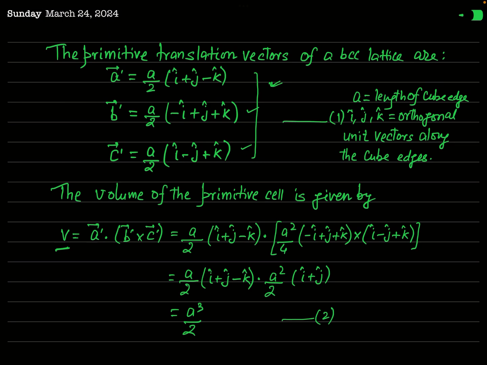According to the formula, volume V of its unit cell will be given by A prime dot B prime cross C prime. But as you can see here, A prime is A over 2 times (i + j - k). Okay? And dot B cross C. What is B cross C? This will be A by 2 times A by 2 times this much cross this much. Okay? So A by 2 times A by 2, this is A squared by 4, and this is (-i + j + k) cross (i - j + k). But let us find this product.